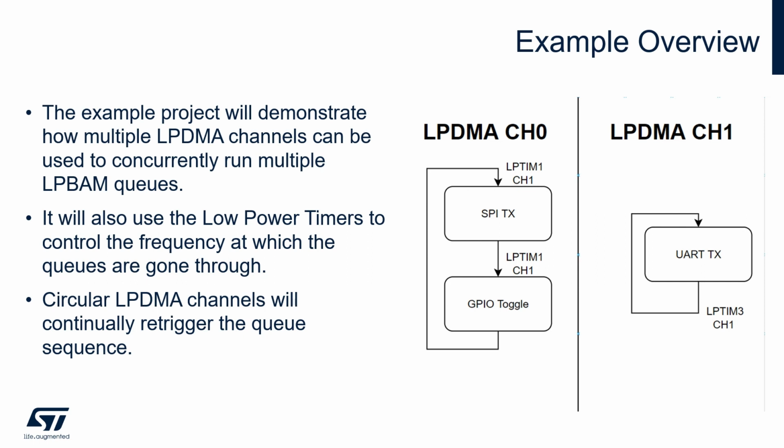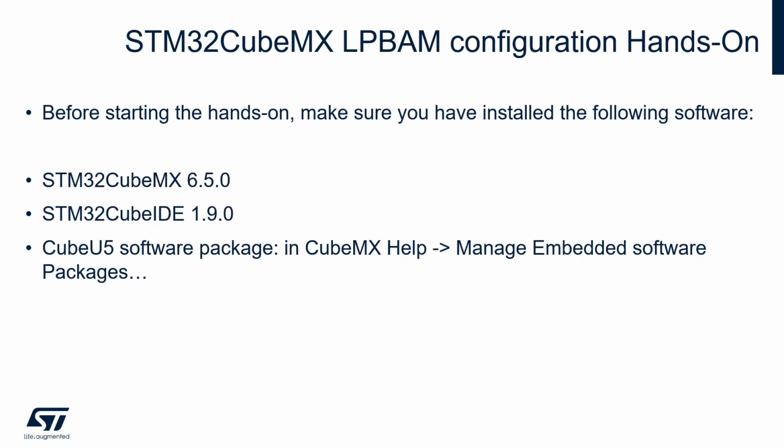To do this, I am sending arbitrary data over SPI, UART, and GPIO using 2 LPDMA channels. The diagram on the right shows the queues that will run in stop 2 mode. The sequence will run ad infinitum using circular DMA buffers. Low-power timers control the frequency at which those queues are stepped through. Low Power Timer 1 and Low Power Timer 3 will run at different frequencies to help demonstrate the independence of the queues.